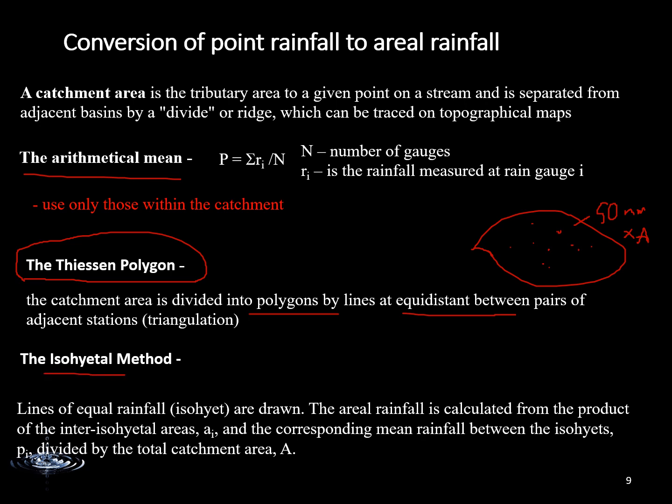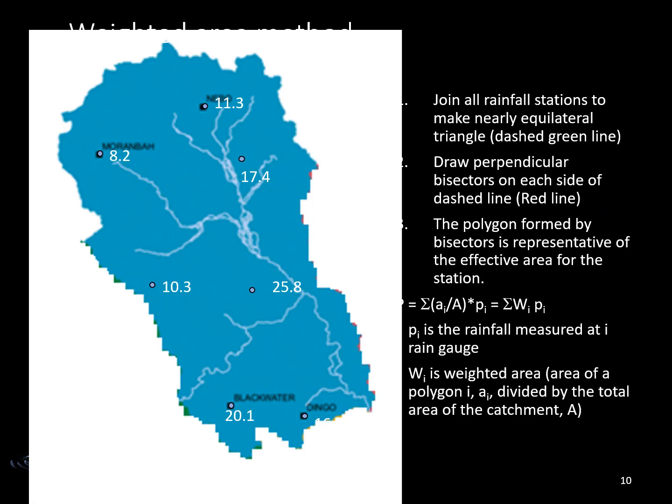And the third one is the isohyetal method. Here we try to draw contours. Let's say this is 30 millimeter rainfall, this is 20, and then we can draw the 25 somewhere here, and 35 somewhere here, 30 here. We draw the contours and then we calculate the area. Okay, so that's the isohyetal method. So let's see an example.